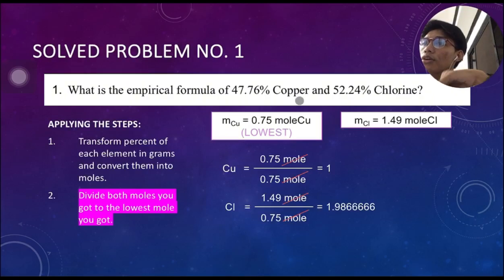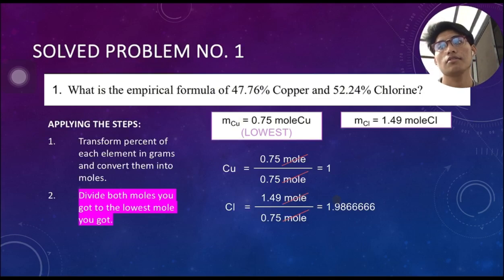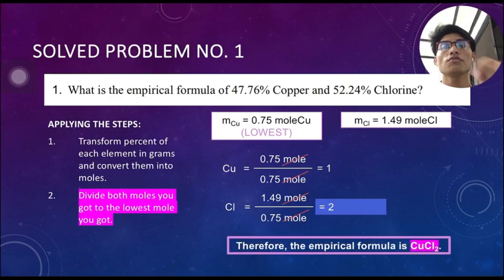1.9866666. But most likely, we're going to estimate it to the nearest tenths or one decimal place when it comes to empirical and molecular formula. And you will get 2. Therefore, the empirical formula is CuCl2, or we can read it as copper chloride. Metal, non-metal. Yan. 2 because chlorine consists of 2 moles and copper 1 mole, copper chloride.